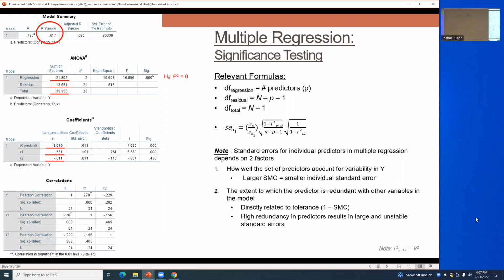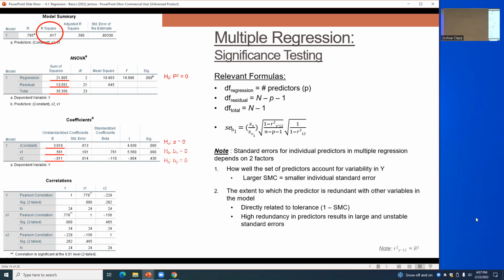For x2, my coefficient is telling me that for every unit increase in x2, I would expect a 1/100th of a unit decrease in my outcome, right? Now, is that meaningful? I don't know, because I don't know the scaling of x2. It could be huge, right?